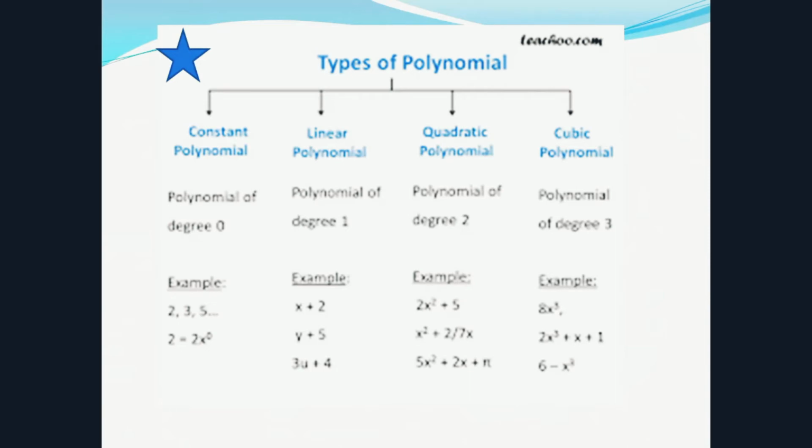So what is a polynomial of degree 3? It is also called a cubic polynomial. For example, 8x to the power 3, 2x to the power 3 plus x plus 1 and 6 minus x to the power 3, etc.